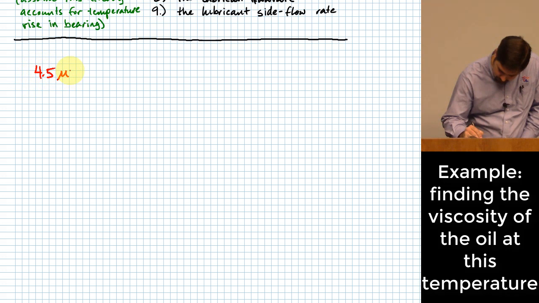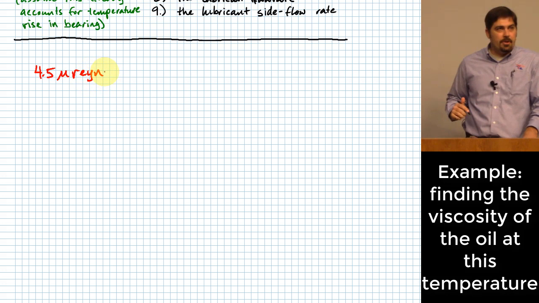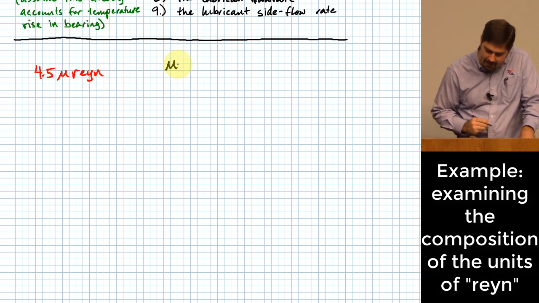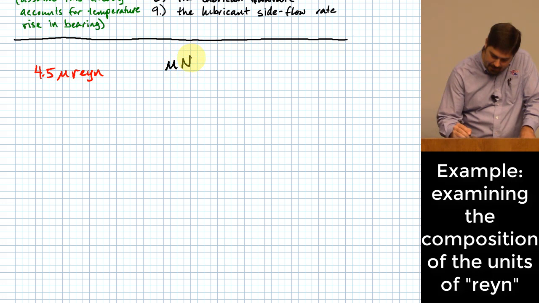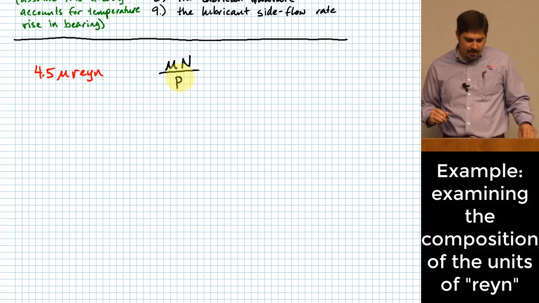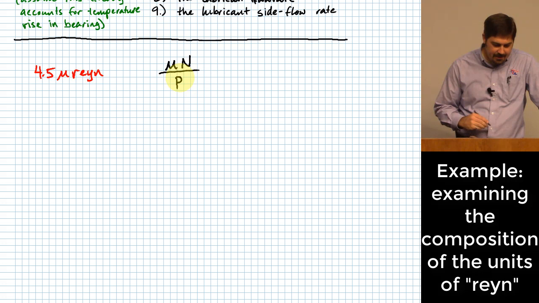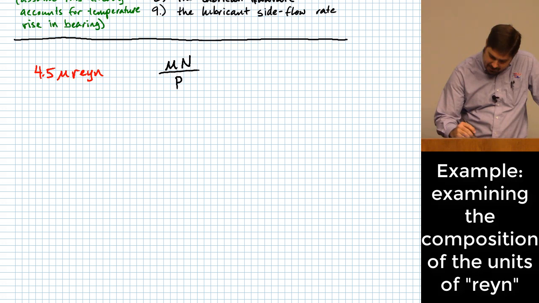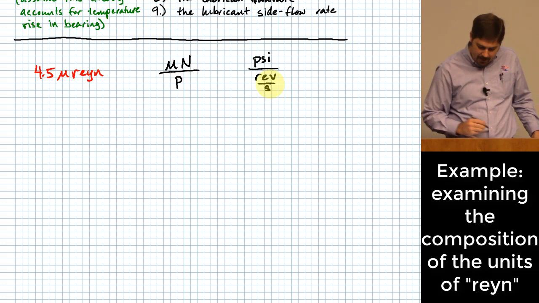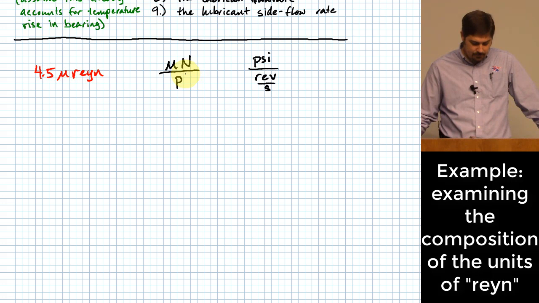Here's what I want to show you. You might remember there was a dimensionless group that we used. That dimensionless group had viscosity, which was mu, times N over pressure. What I want to show you here is that a reyn, if we want to use it with respect to these units, is basically a psi per revolution per second, which makes this a unit that cancels out the other units in that dimensionless group. So that is a reyn.